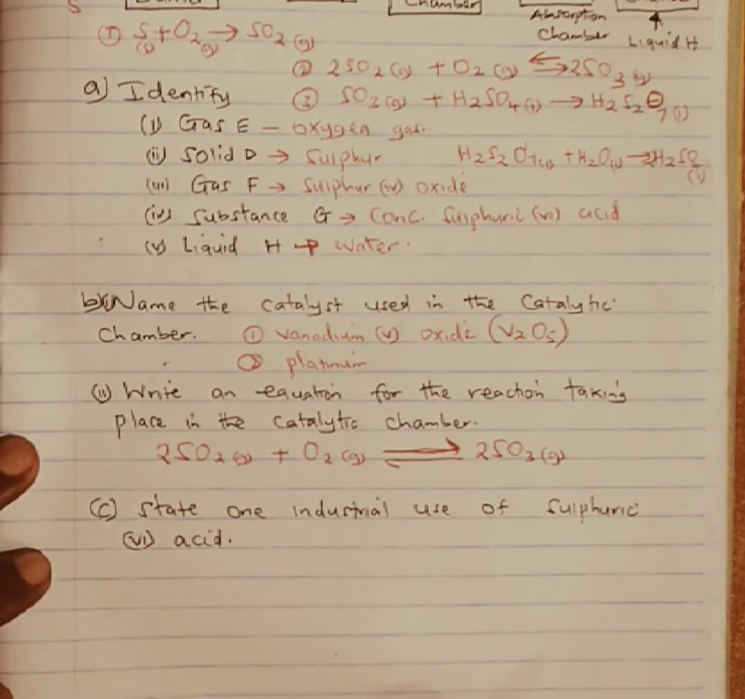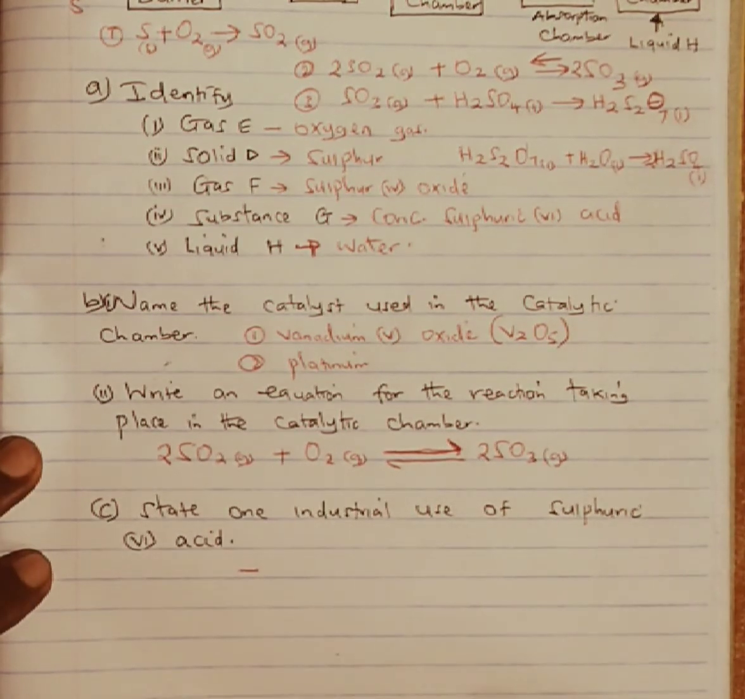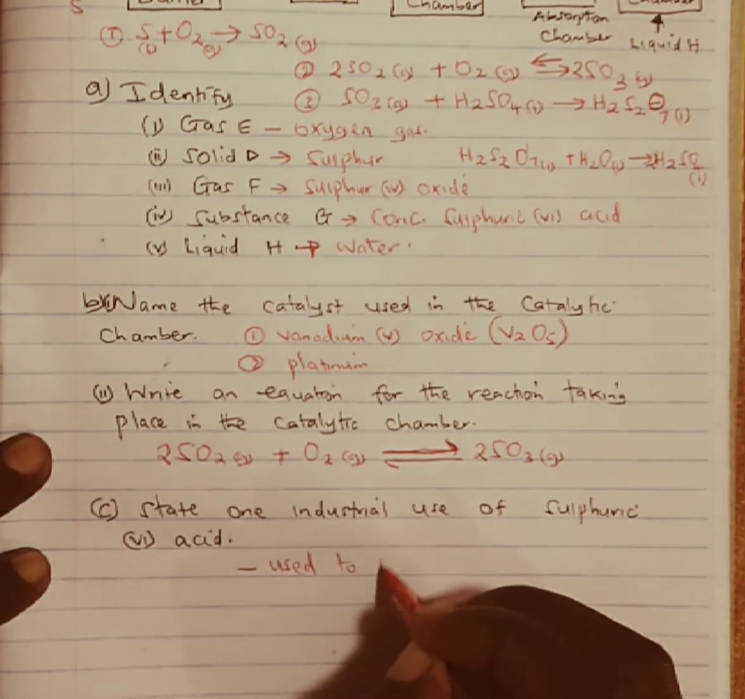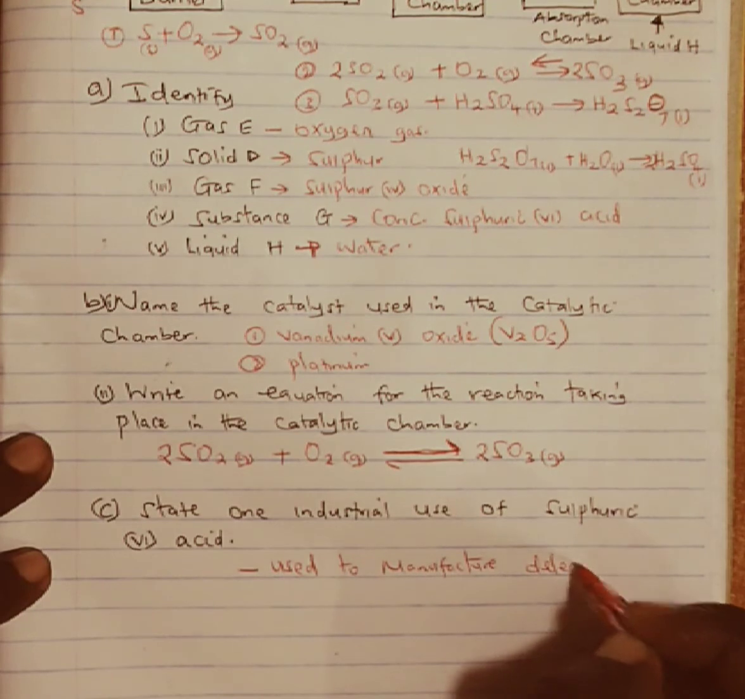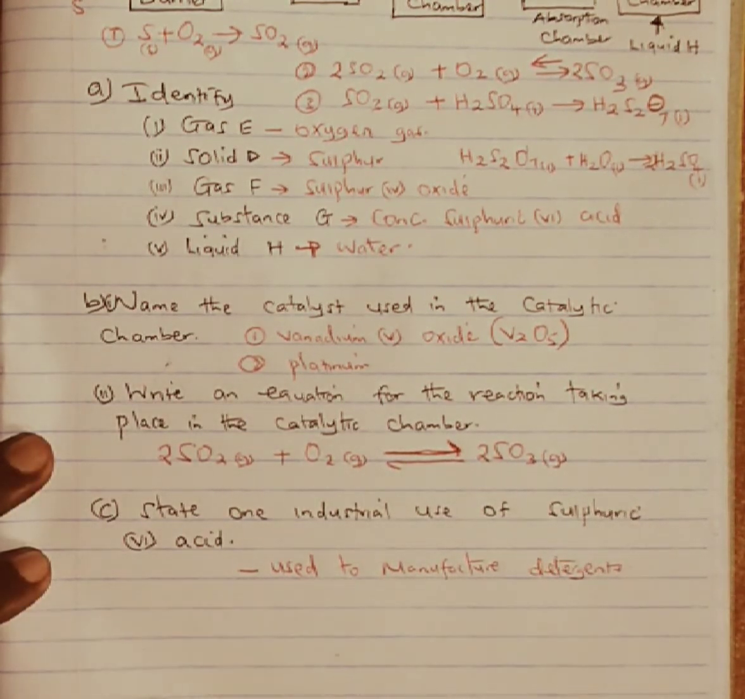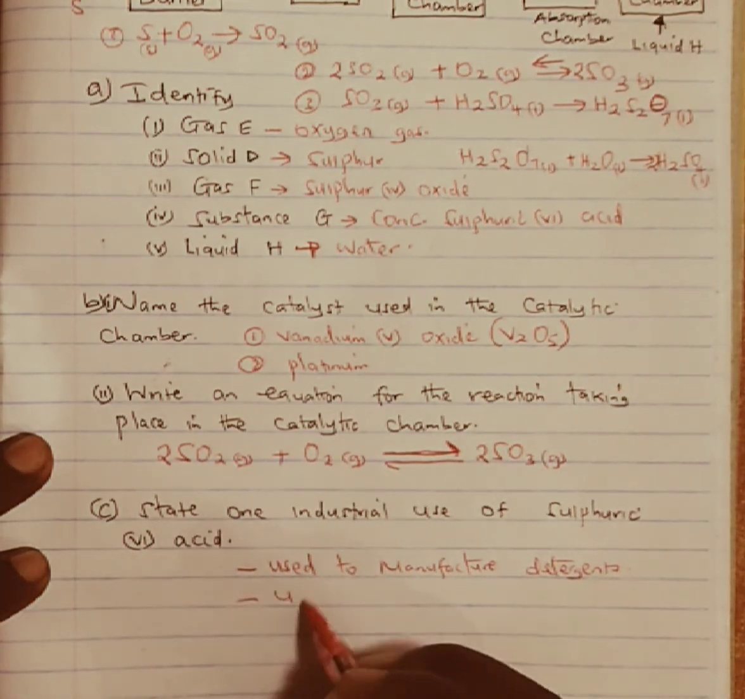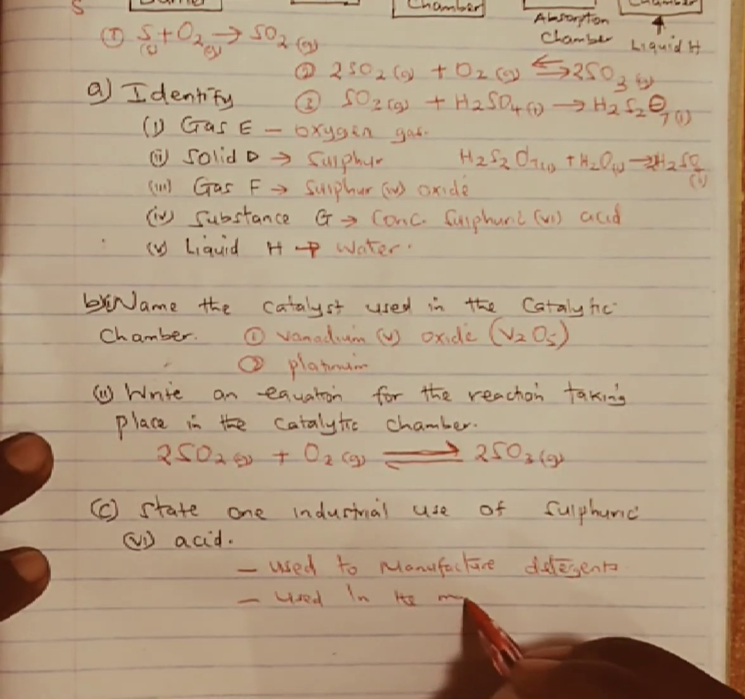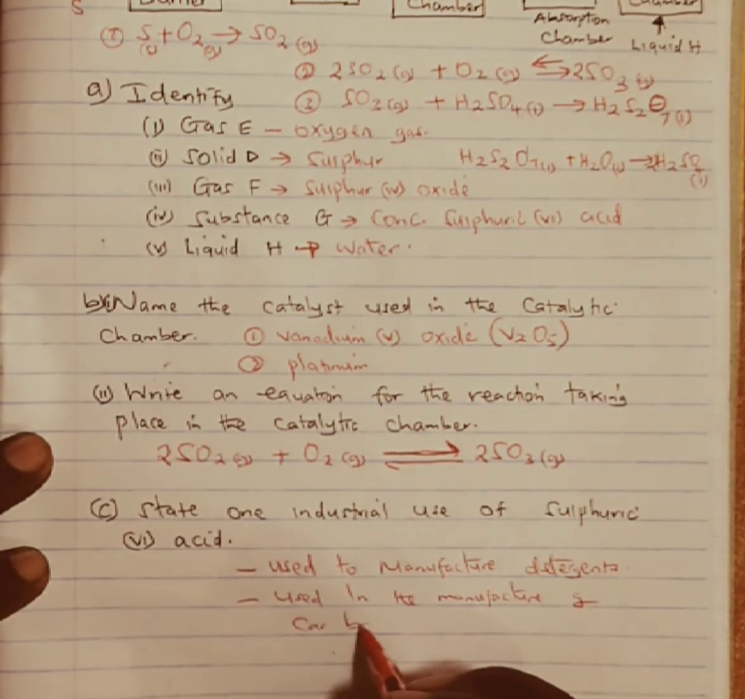Next, that is part C. State 1 industrial use of sulfuric 6 acid. Number 1, sulfuric 6 acid can be used to manufacture detergents. Number 2, it can also be used to make car batteries, used in the manufacture of car batteries.